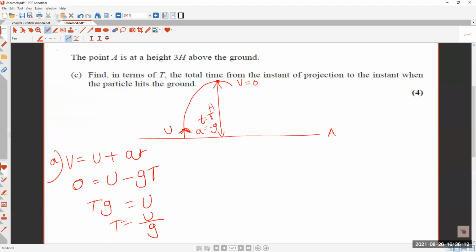How much time did it take from the ground to reach the maximum height? Big T, big capital letter T. Now has it become clear, tell me? So making t the subject of the formula, I have found u by g. Is it clear? Yes. Yes. Now the next one is a bit more complicated.